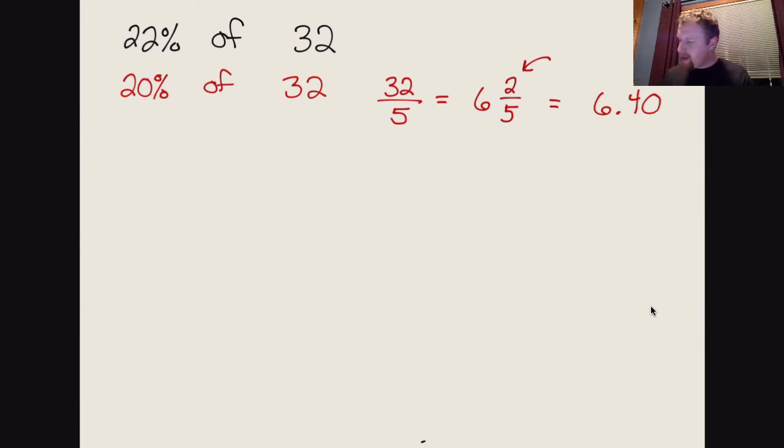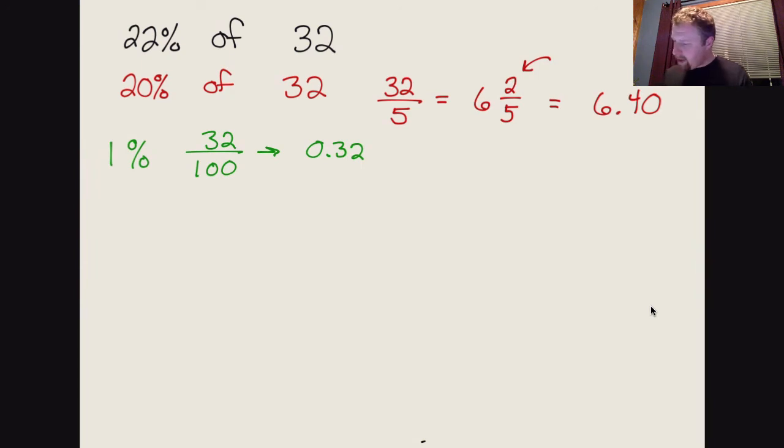So what I do is I say, well, 1% is just going to be the number divided by 100, because I'm only trying to find 1/100th of the piece. If everything is broken up into 100 pieces, I only want to find 1/100th. So I can divide anything by 100 and I'll get 1%. So 32 divided by 100 is going to be 0.32. That's 1% of 32. So I can use this information to help me put together a very accurate answer of 22%.